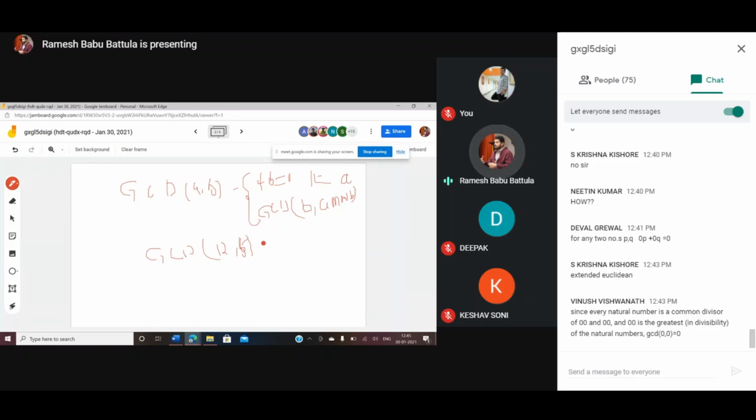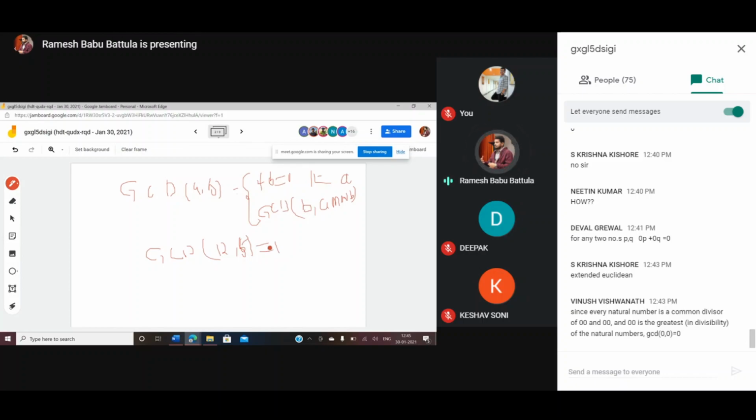Whenever the GCD of any two numbers is equal to 1, that means a multiplicative inverse value exists. For our discussion, we require this multiplicative inverse value only. How to find the multiplicative inverse value? One of your friends said the extended Euclidean algorithm is supposed to be used to find the multiplicative inverse value.